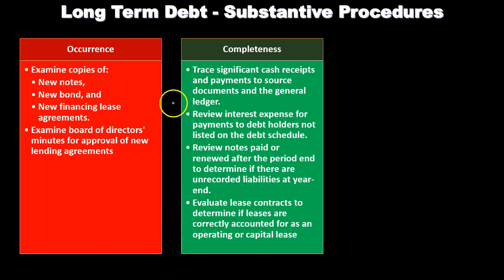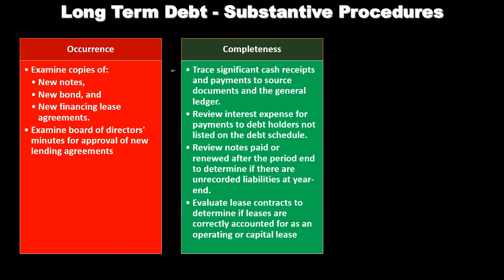So with regards to completeness then, we will trace significant cash receipts and payments to source documents and the general ledger. So we're going to look at significant receipts and payments, because if we go through the cash account and we see significant money that goes into the cash account, then if it's large or unusual, it might be due to a loan that happened. And that would be an indication that we want to make sure that that loan has actually been recorded, not only in terms of the deposit that happened, but also, of course, the liability that would be related to it, the loan. And that's going to help us to test for the completeness.